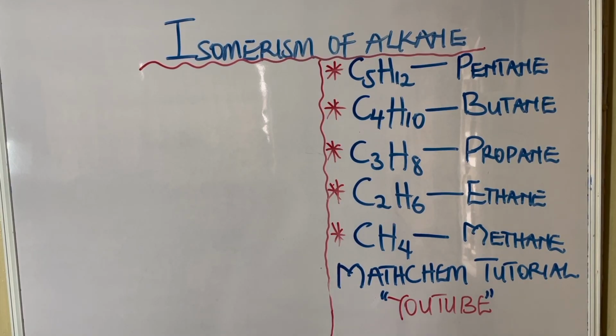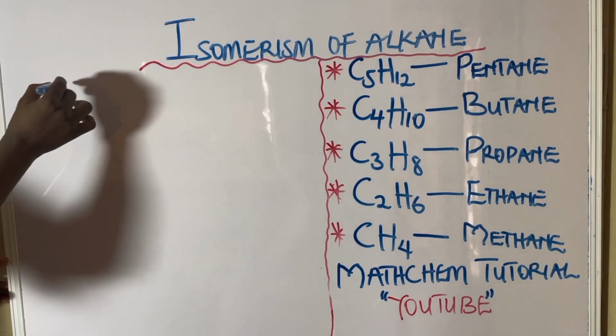So let's start from pentane first. I'm starting from pentane down to methane, as I've said earlier. We know that C5H12 is the molecular formula for pentane. It has 5 carbon atoms with 12 hydrogen atoms. So let's start with pentane first.